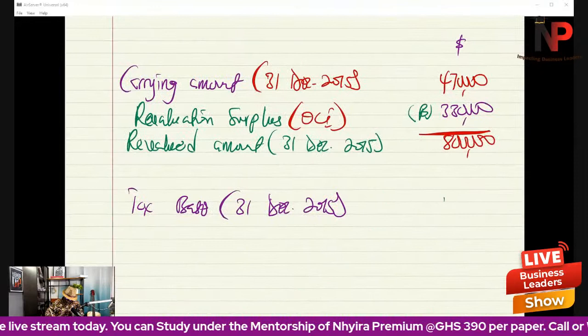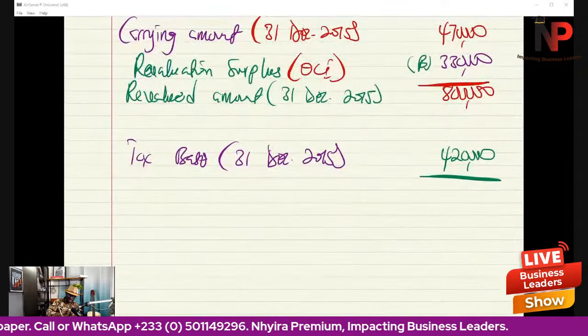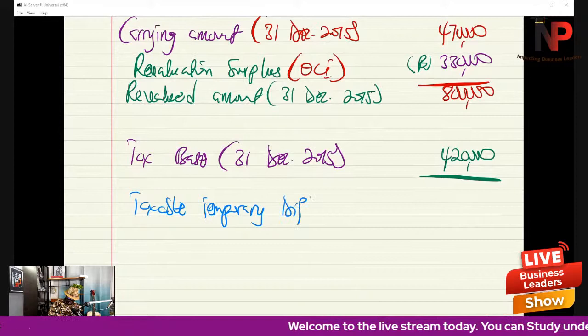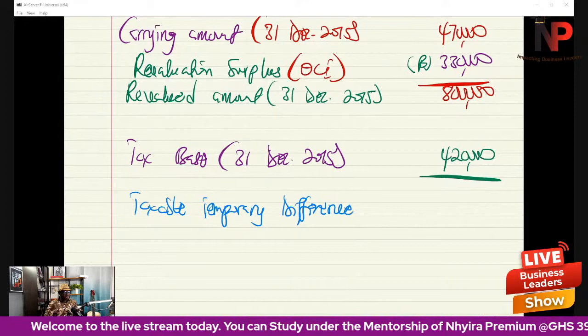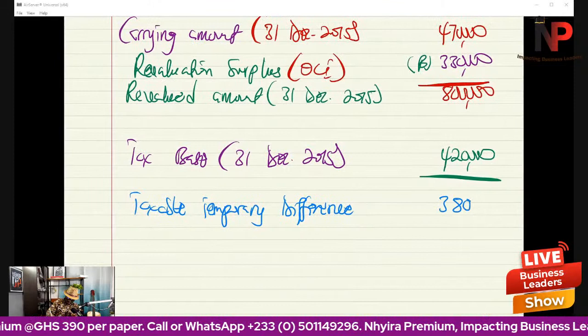So if you look at it, you realize that the revalued amount is more than the tax base of the asset. So the difference between that is going to be what we refer to as taxable temporary difference. Taxable temporary difference. Why? Because your revalued amount is greater than your tax base. Does that make sense? So 800 minus 420. Let's see what we have. That is 380,000. So that's our temporary difference.